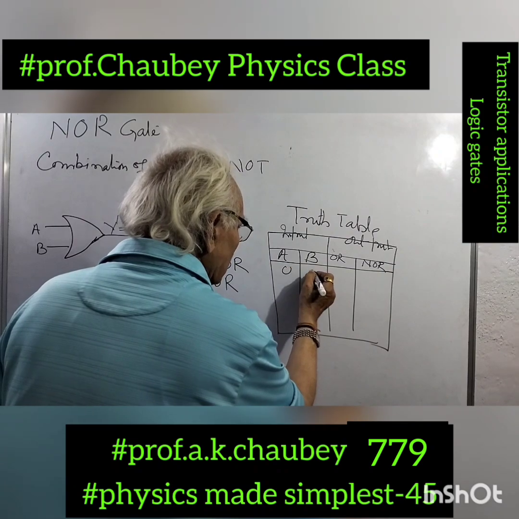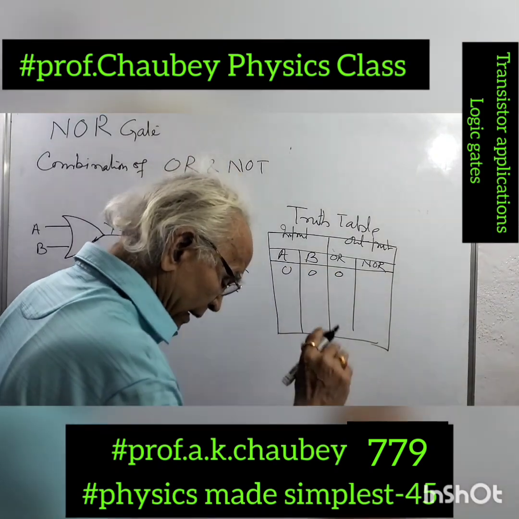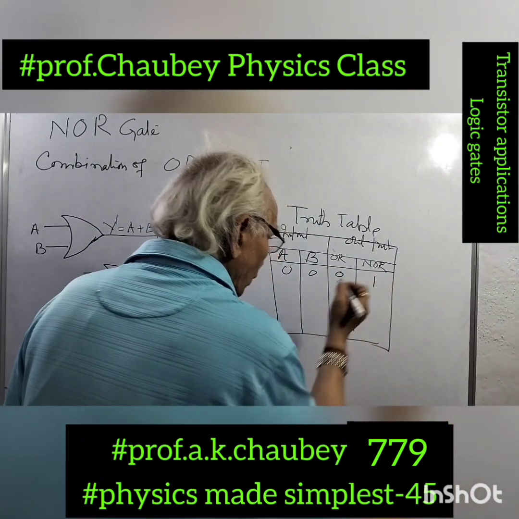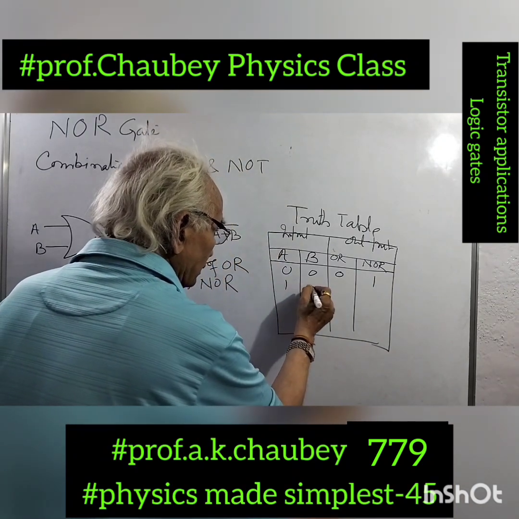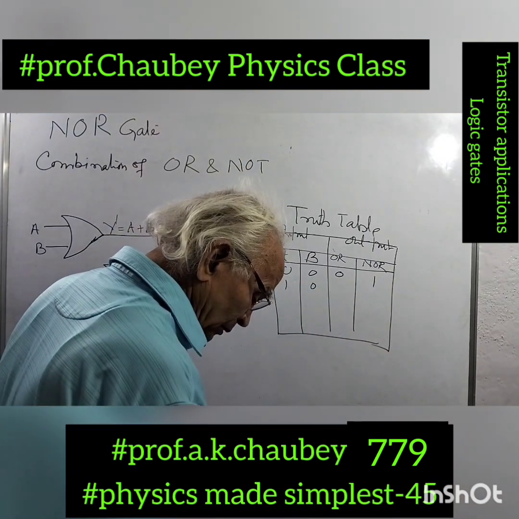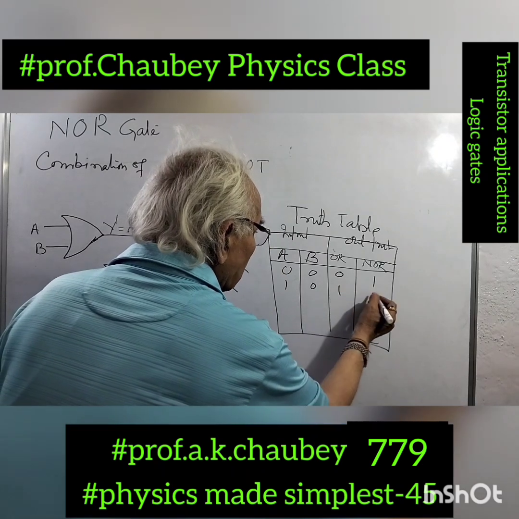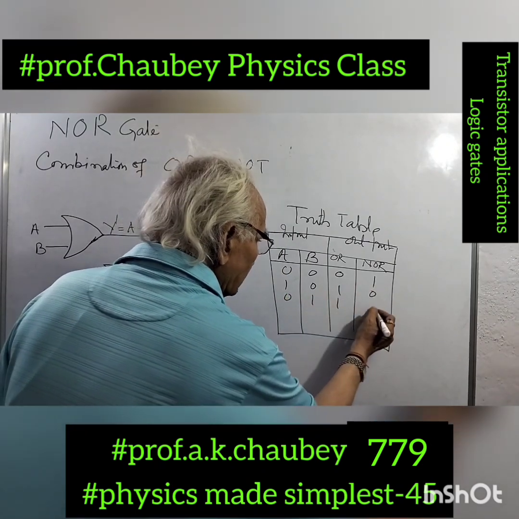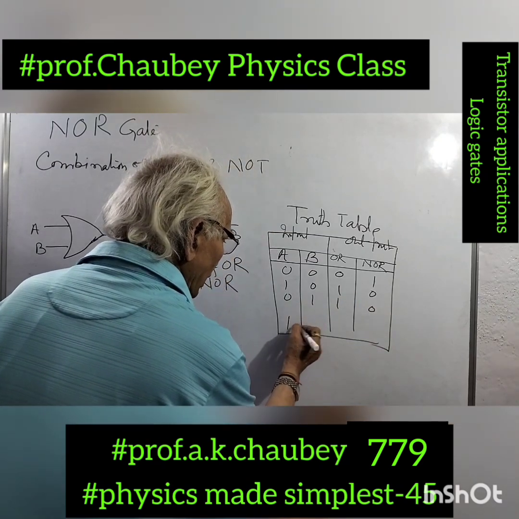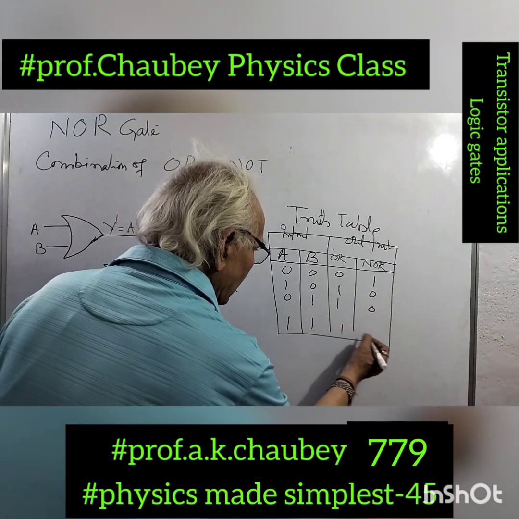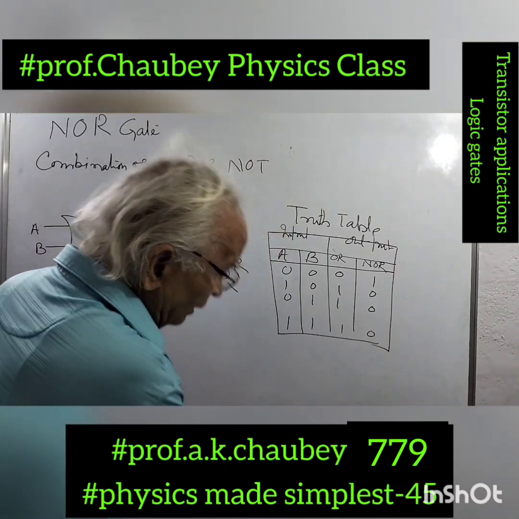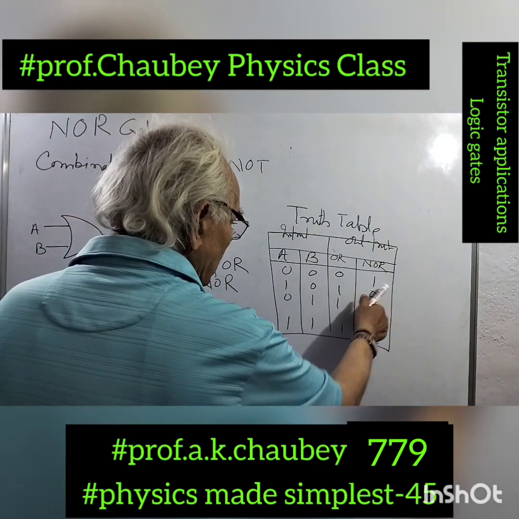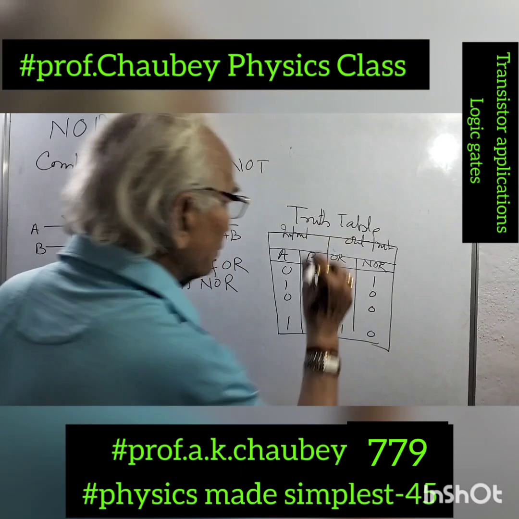This is 0, this is 0, this is 0. And invert of this will be 1. And this is a 1, this is a 0. What will be output? This will be 1. And this will be 0. If this is 0, this is 1, this will be 1, and this will be 0. And this is 1, and this is 1. This is 1, and this is 0. So only for one logic it is output is there, other logic output is 0.